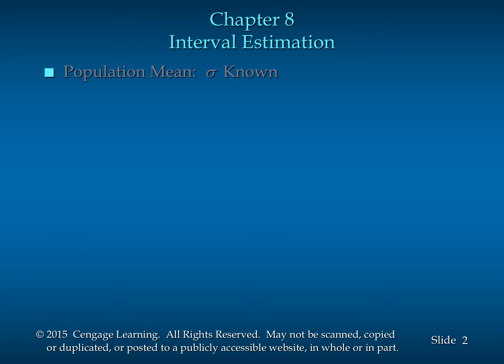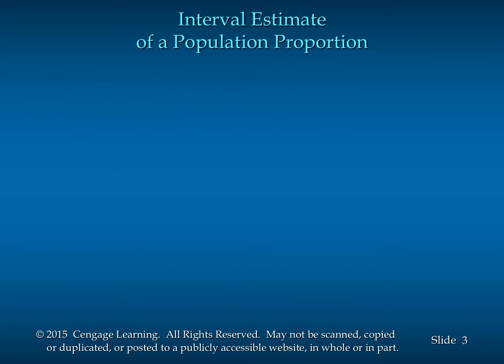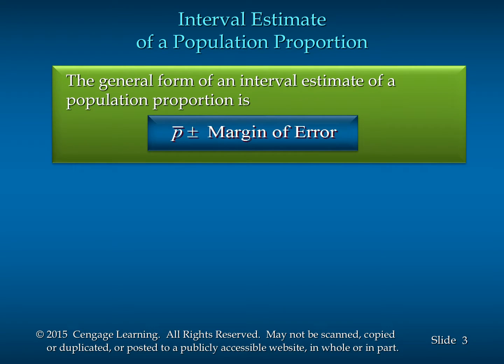In this last lecture from Chapter 8, we will extend the idea of confidence intervals to a population proportion. The general form for an interval estimate of a proportion is the same as for the mean. In other words, we will take the sample proportion plus or minus a margin of error.